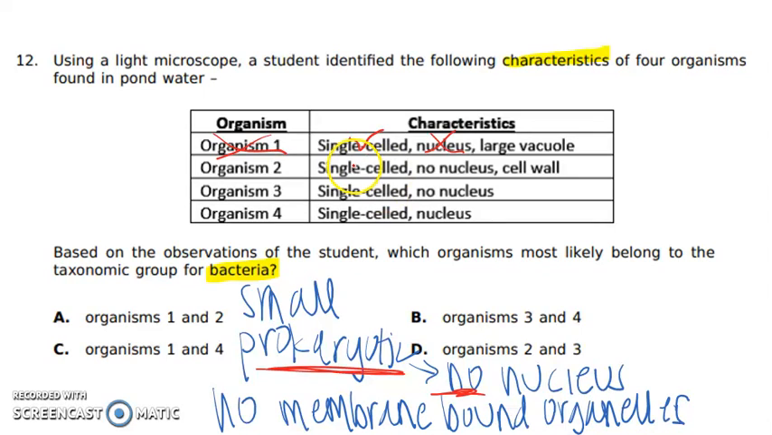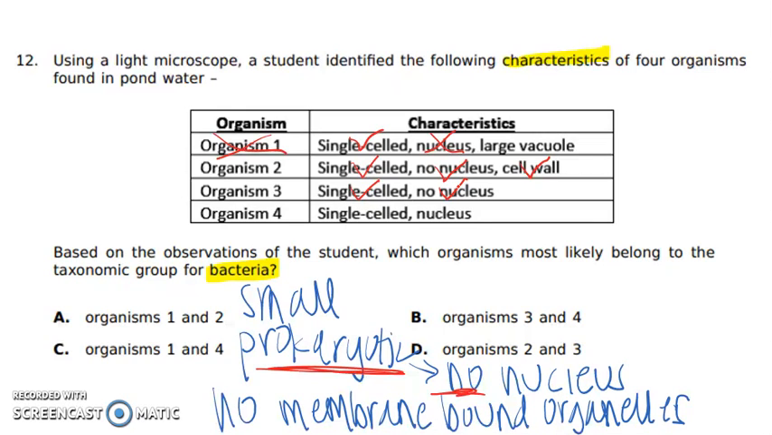Organism 2, single-celled, that's true. No nucleus, that's true. And a cell wall. That's also true. Remember that some bacteria do have cell walls, that extra layer of protection around the outside of their cell membrane. Organism 3, single-celled, that's true, and no nucleus, prokaryotic.